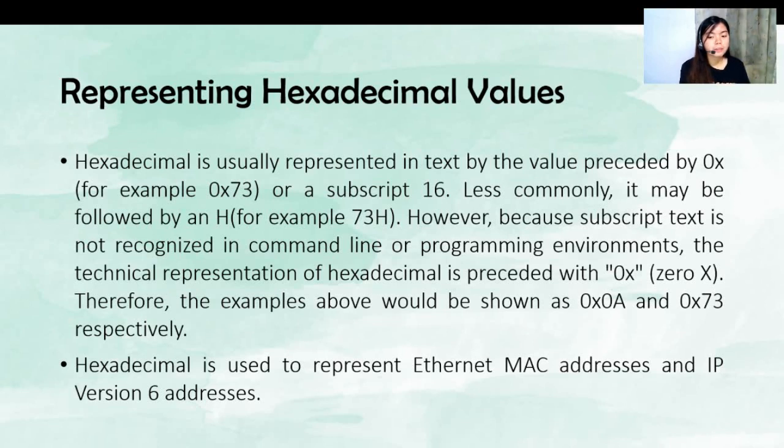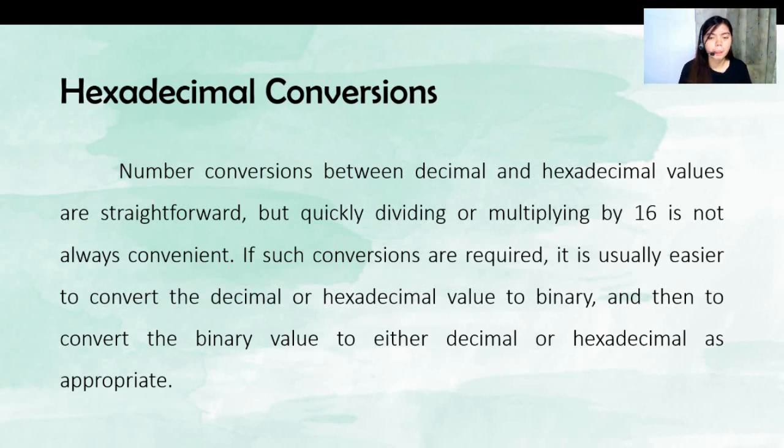Hexadecimal is used to represent Ethernet MAC addresses and IP version 6 addresses. Hexadecimal conversion. Number conversions between decimal and hexadecimal values are straightforward, but quickly dividing or multiplying by 16 is not always convenient. If such conversions are required, it is usually easier to convert the decimal or hexadecimal value to binary and then convert the binary value to either decimal or hexadecimal as appropriate.